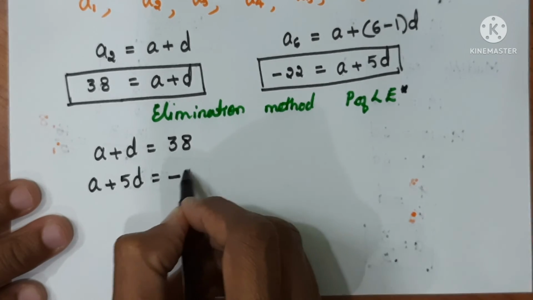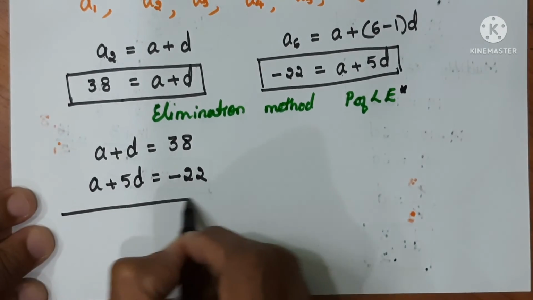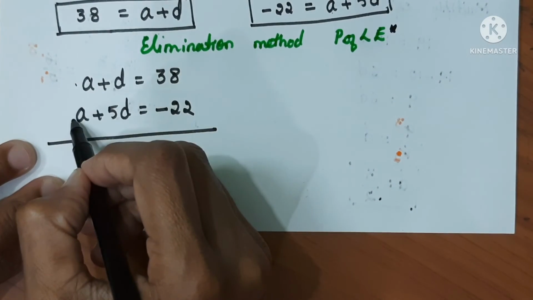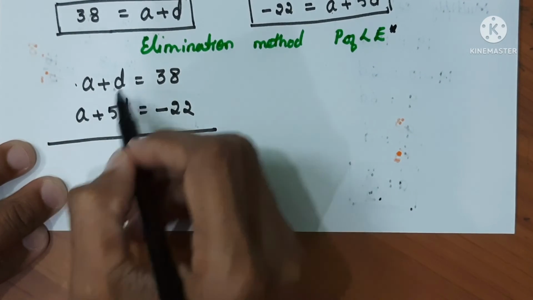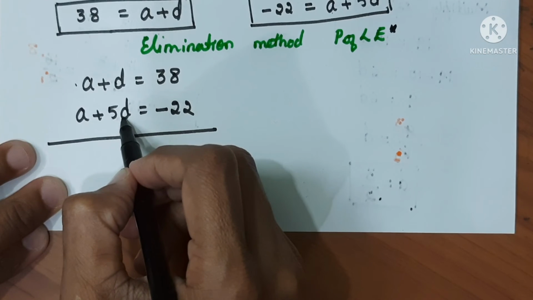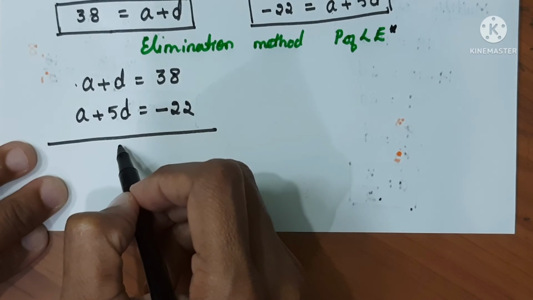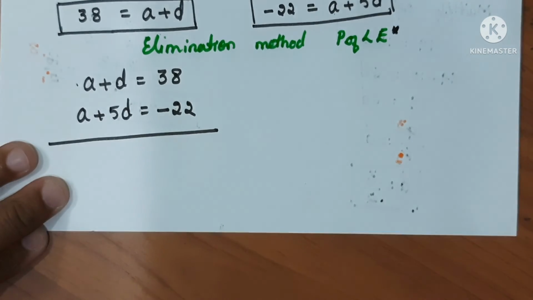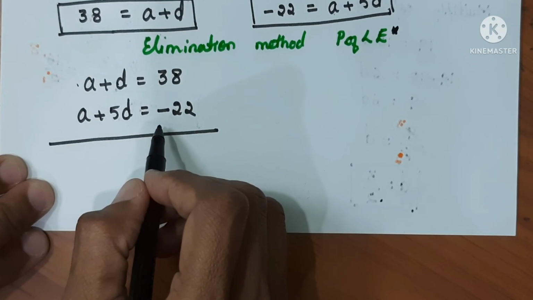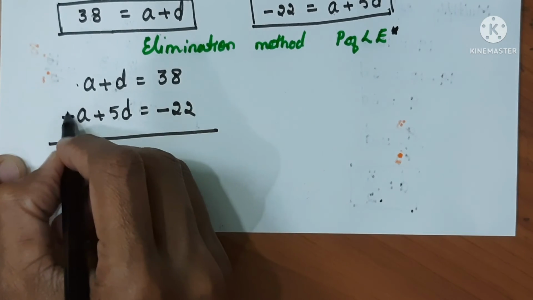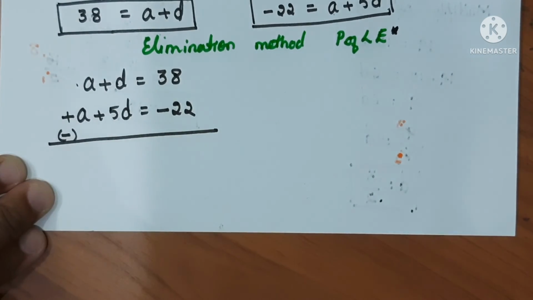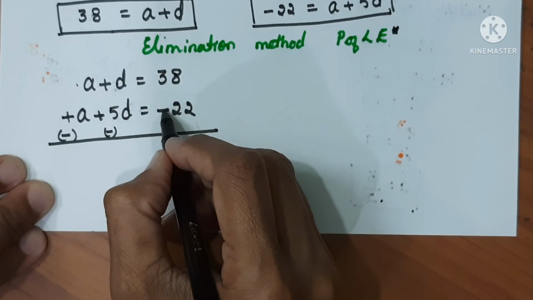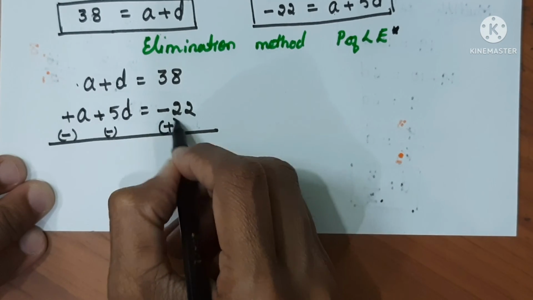equal to minus 22. Here if you add these two equations, a plus a will become plus 2a, plus d plus 5d will become 6d. So we cannot eliminate any of the variable. So we have to subtract these two equations. To subtract we have to change the sign. Here there is plus sign, so we have to change it to the minus sign. Here plus is there, so it becomes minus. If it is minus sign, we have to change it to the plus sign.